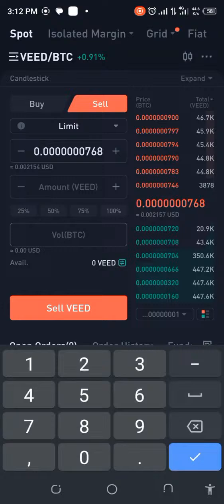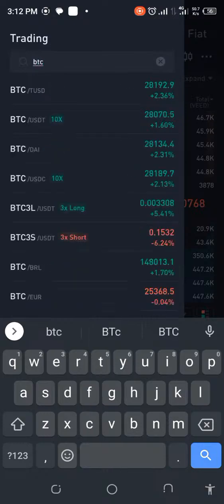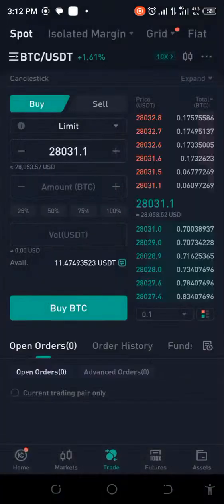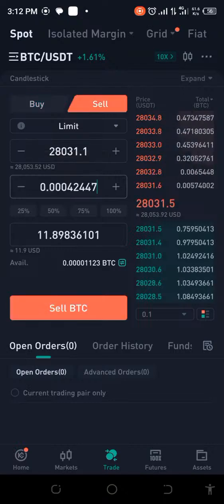Let me see. I will be able to sell VID USDT, I buy VID USDT immediately. But would I be able to do that for VID BTC? Not sure. So let me just come over here and sell and see how much I'll get. Okay, a little bit less than 11.92, but it's 11.89. We're still in profit.